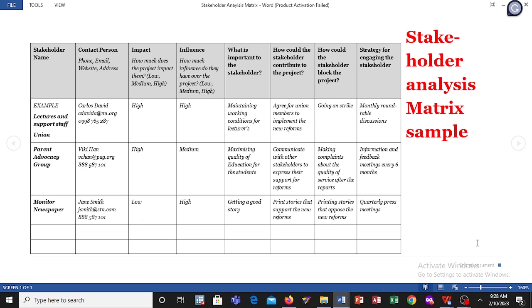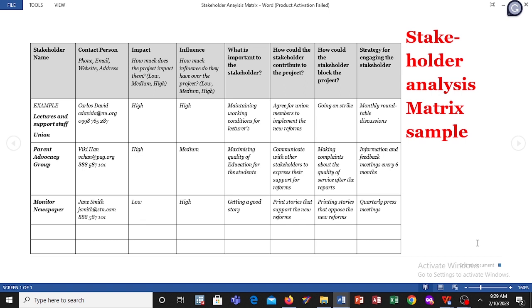So you need to seek out that cooperation, knowing this is the kind of stakeholder I have, and this is how I'm going to engage them. How could they possibly block the project? By going on strike. We've seen this in many universities, maybe in Makerere, where lecturers go on strike over delayed staff payments and so many issues that go on. So that affects the institution negatively and derails the work.